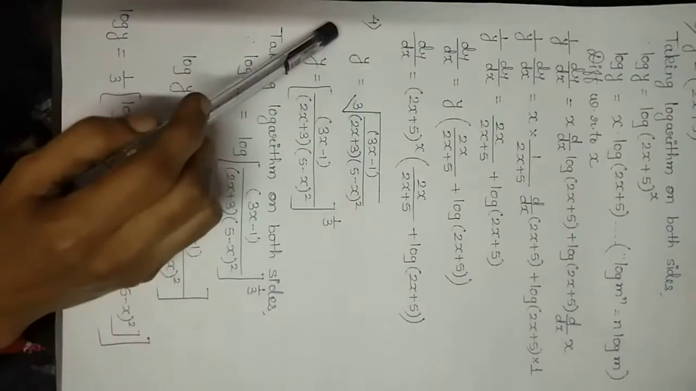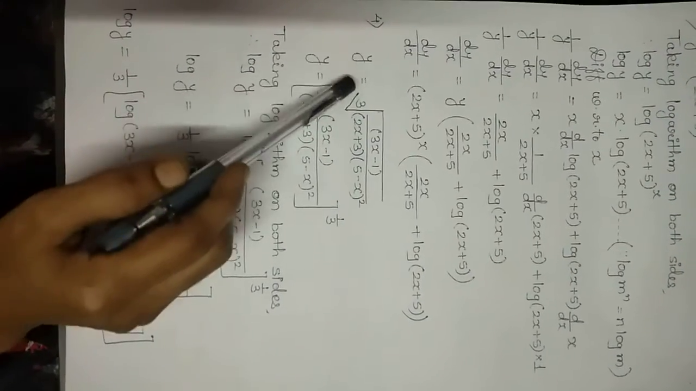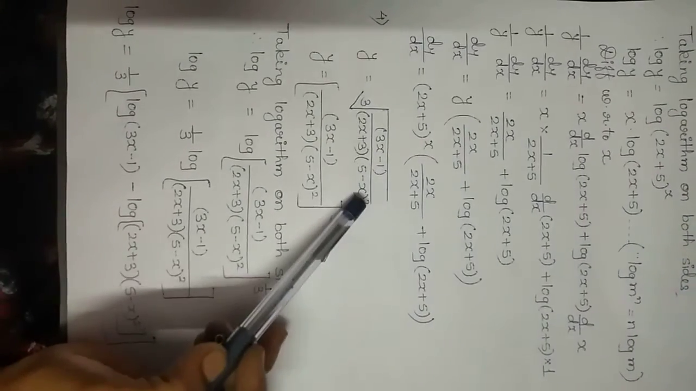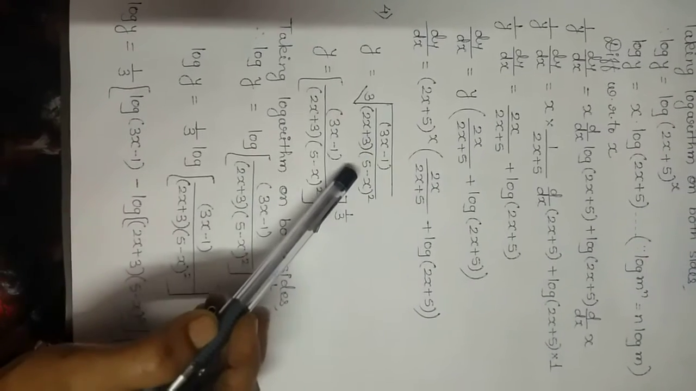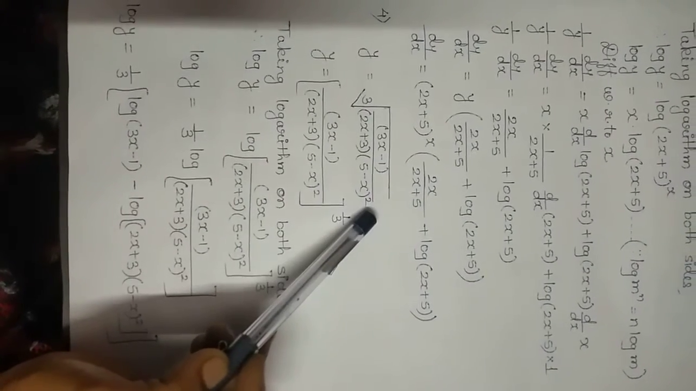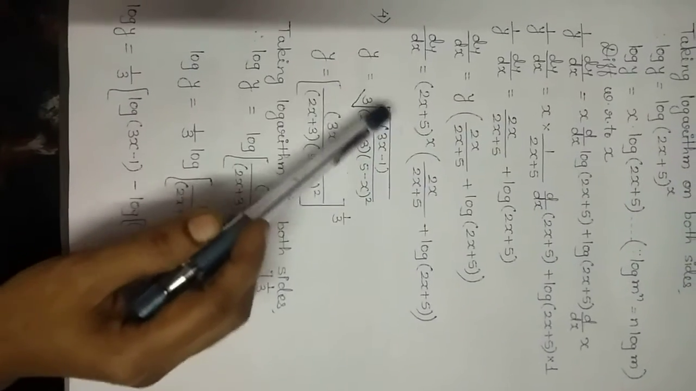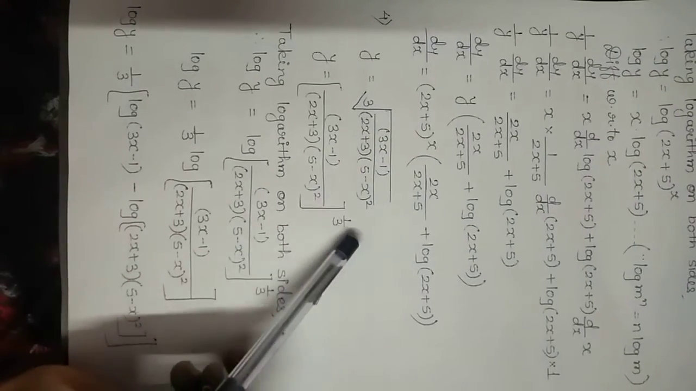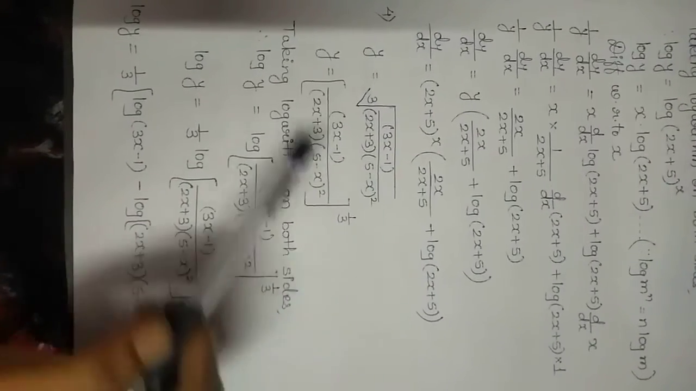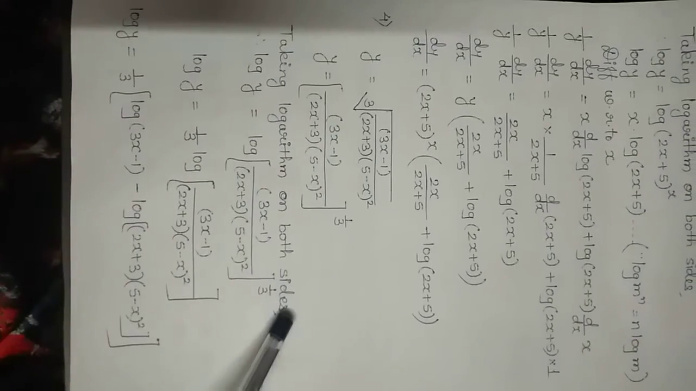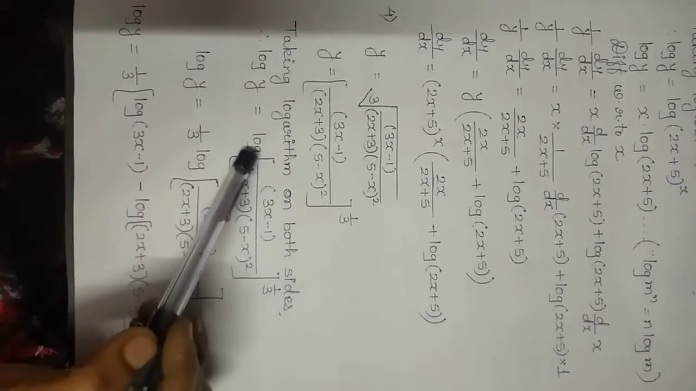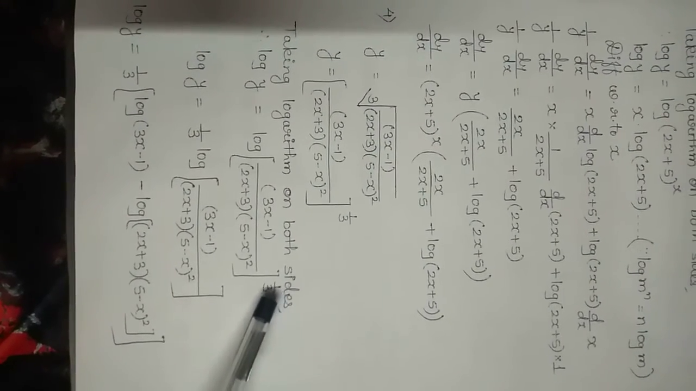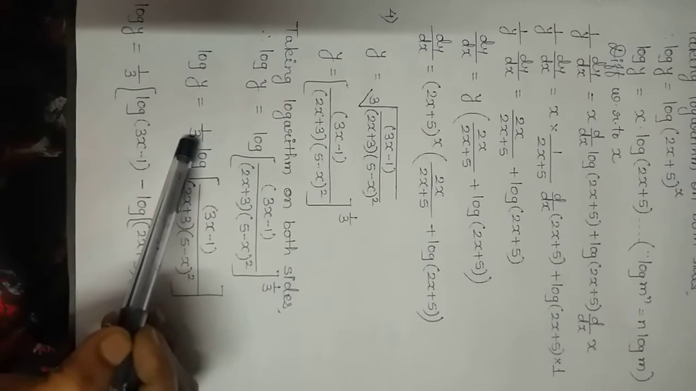Now suppose we consider this question. y is equal to the cube root of (3x minus 1) upon (2x plus 3), and (5 minus x) the bracket square. So here this cube root means we can write it as the entire term raised to 1 upon 3. Now taking logarithm on both sides, we will get log y is equal to log of this entire function. And by using the law of exponent, we can write this 1 upon 3 before the log.